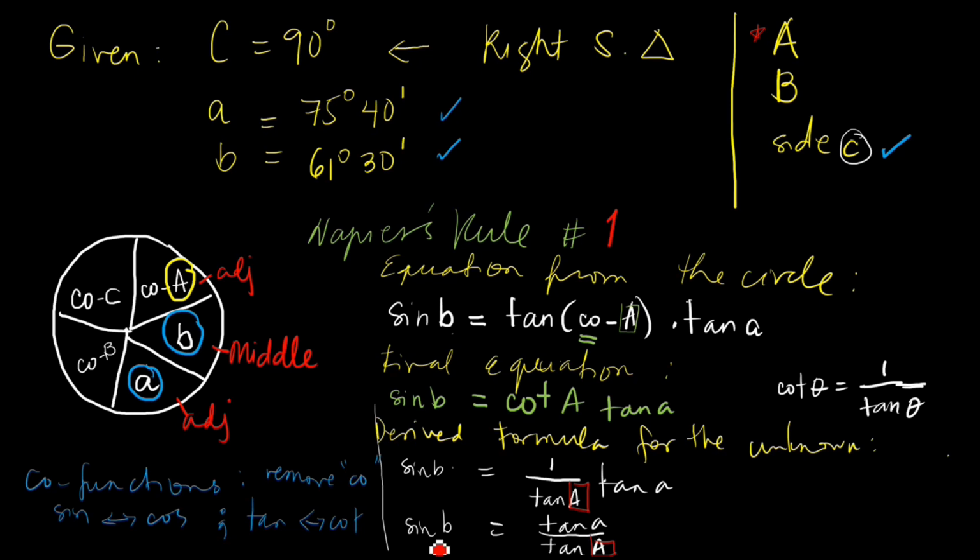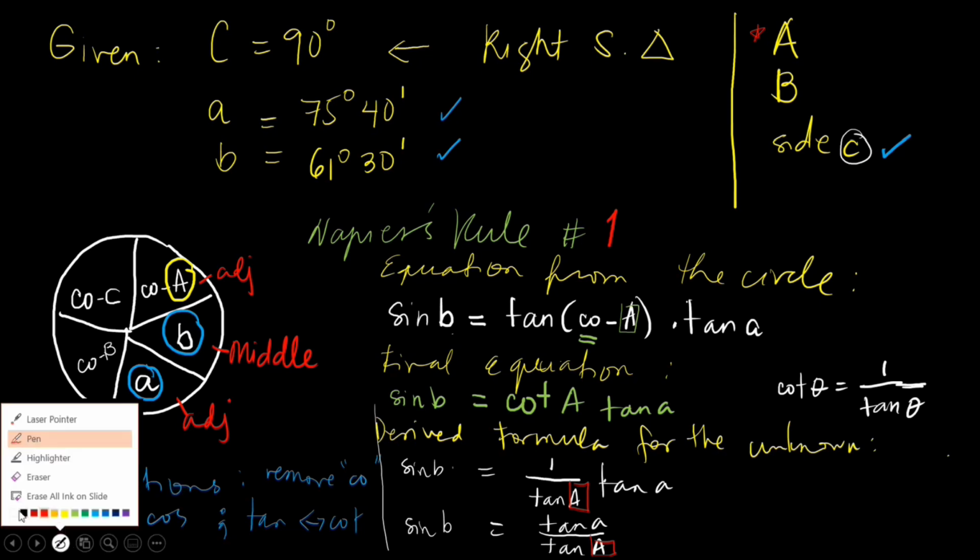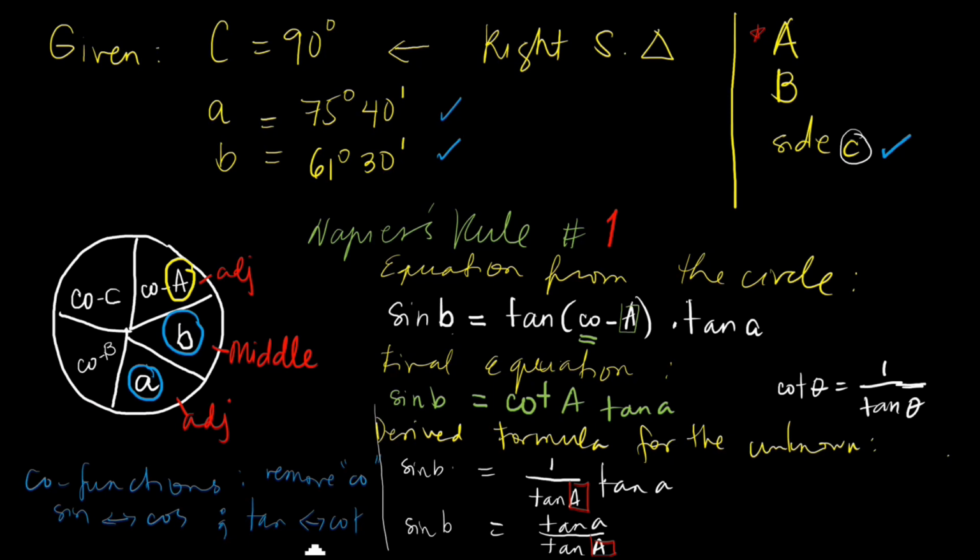By applying cross multiplication, you can interchange the two. Simply interchange the numerator, or the term on the left side, with the denominator on the right side. We can interchange these two. So what we're going to have is tangent of angle A equals tangent of side A over sine of side B.